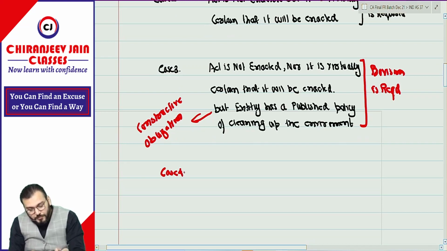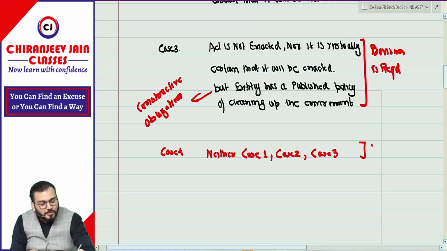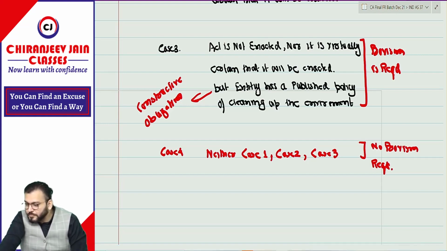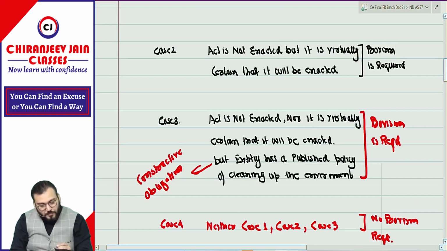Case number 4. Neither case 1 nor case 2 nor case 3. Nothing is there. It means no provision is required. No provision required. Understood? Have you understood this point? I think understood, okay? Simple. Any doubt?